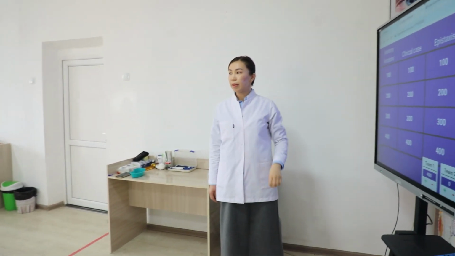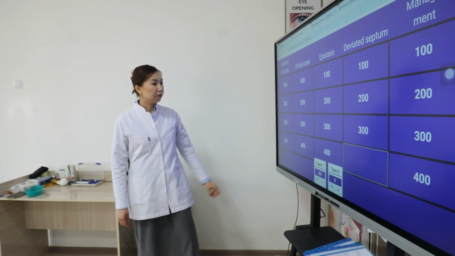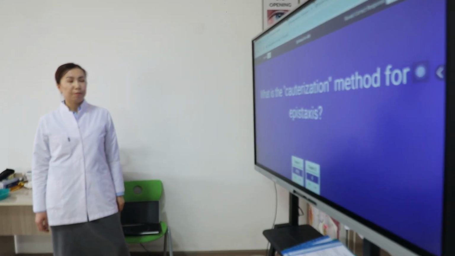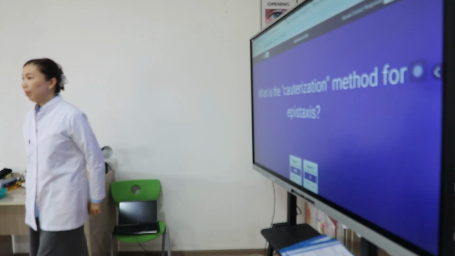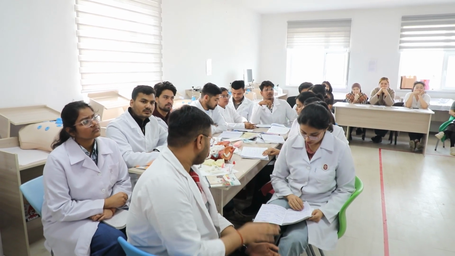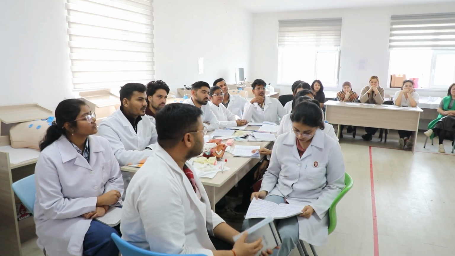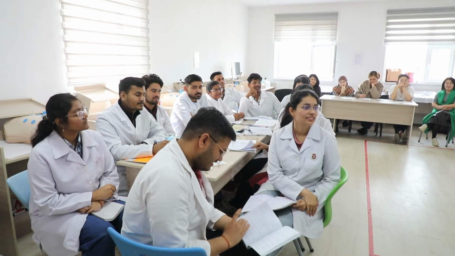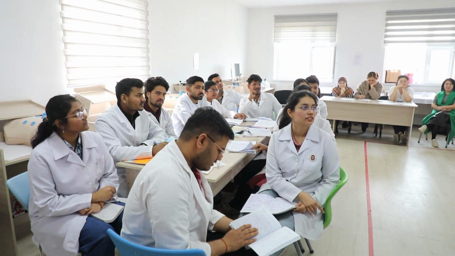Okay, second team. After the last 400. Epistaxis 400. What is the cauterization method for epistaxis? Ma'am, for cauterization we use chemical silver nitrate. It is used for epistaxis. It is the first or second treatment for epistaxis, after the Hippocratic method. Why are you the one answering? Is it your team? Yes. Ma'am, we use bipolar cauterization, unipolar is not used here.